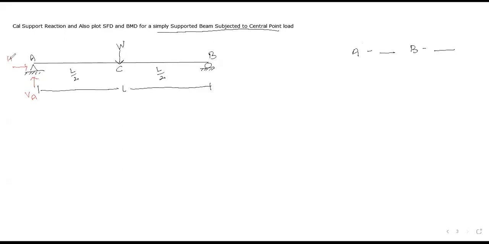So we have two reactions at A, VA and HA, and one reaction at B, VB. Keep in mind, if the sketch is given in the data, the reactions are not shown. You have to decide. Okay, fine.